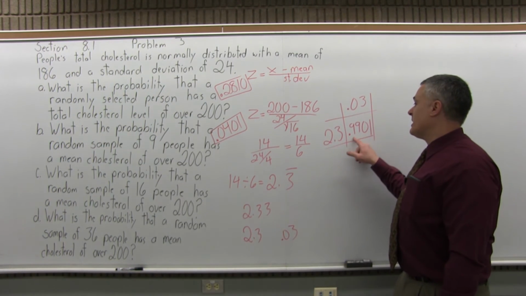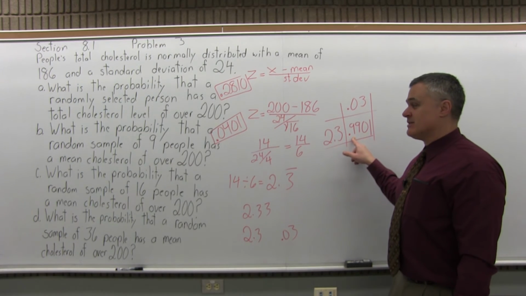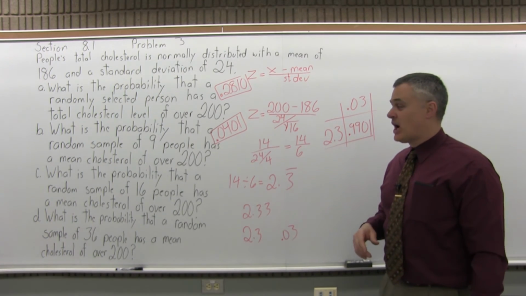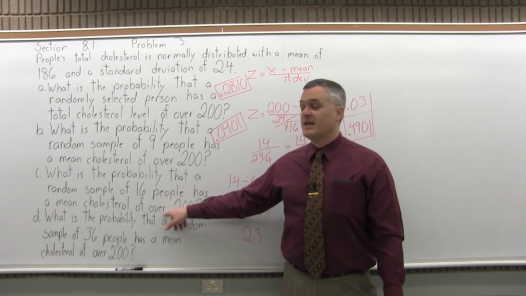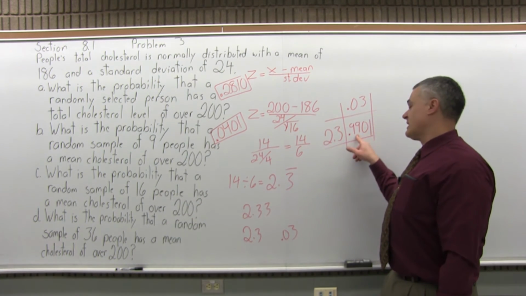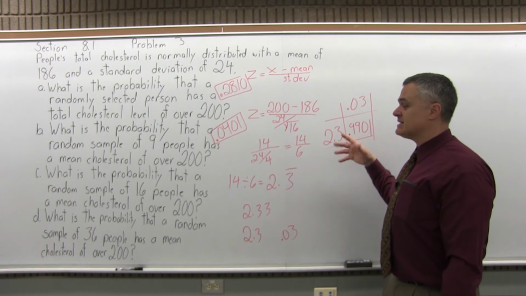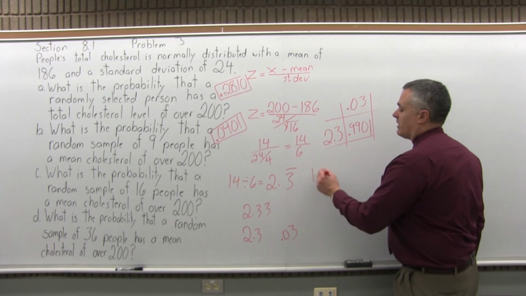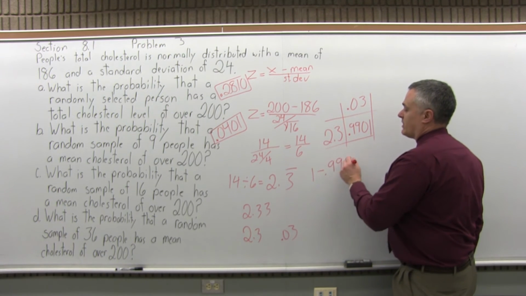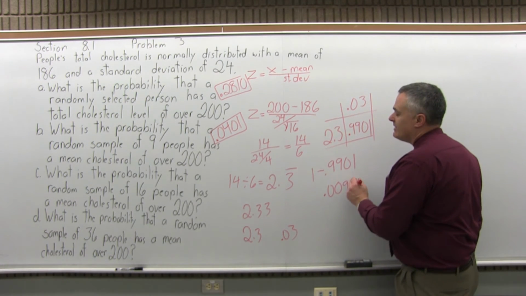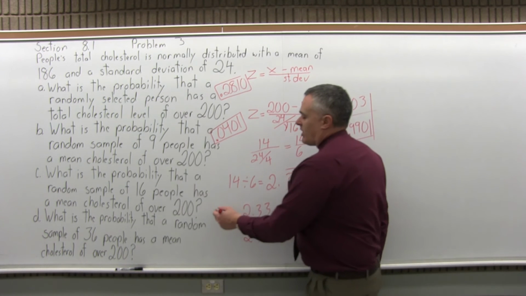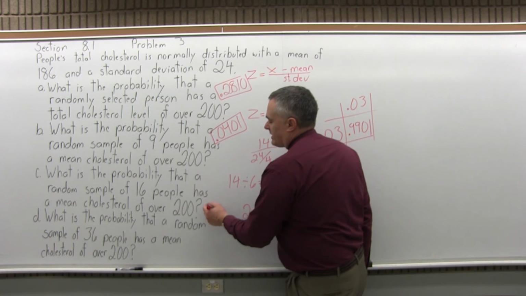Now again, this may or may not be my final answer, the 0.9901, and like the previous parts, it's not. The question says over 200, essentially it's a greater than. If it had been a less than 200, 0.9901 would be my final answer. Because it's a greater than, I have to do 1 minus the chart value, 1 minus 0.9901, which is 0.0099. With some type of sensible round off, it's a 1% probability.